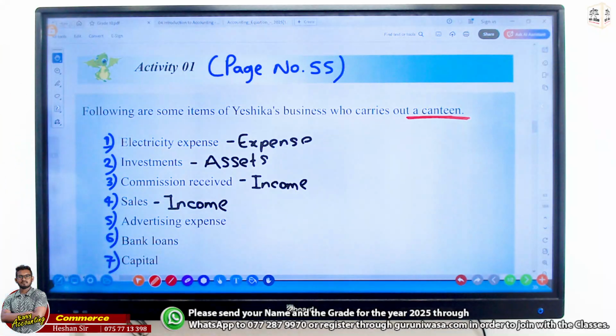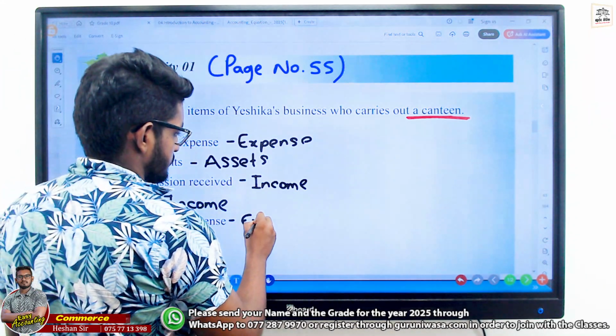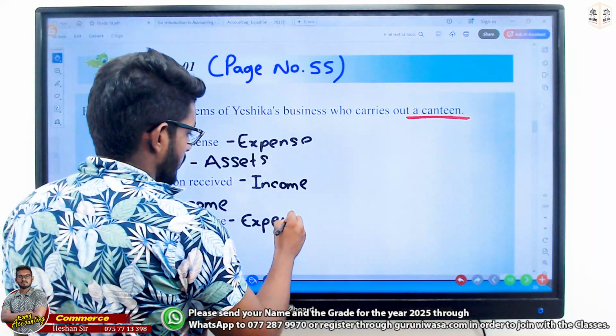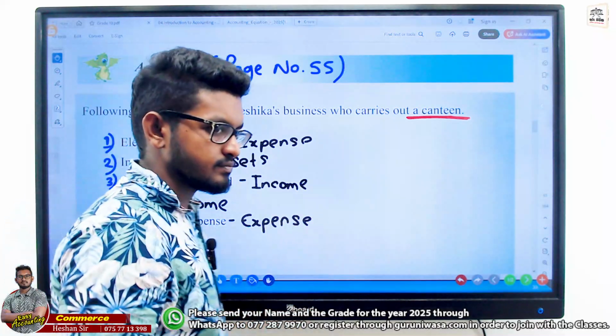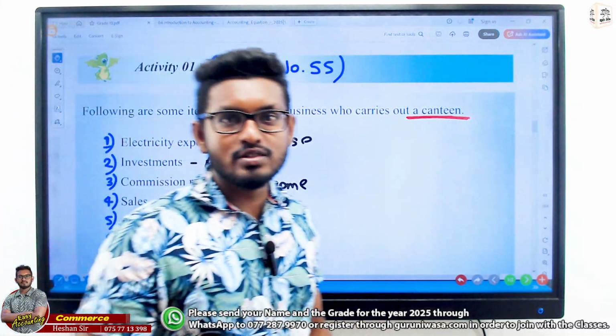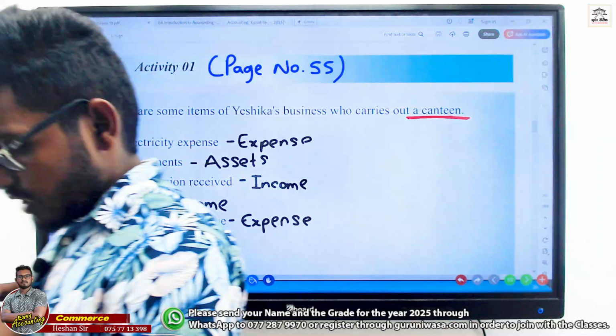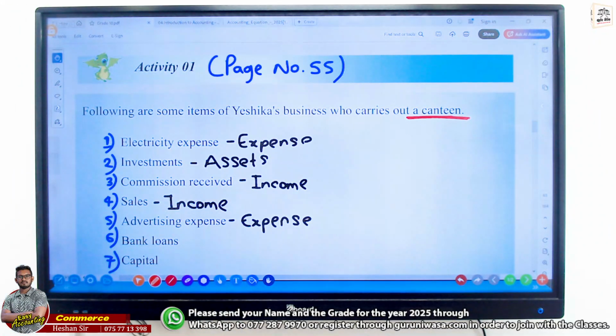Advertising expenses. Expenses. Bank loan. Liability. Asset. No, bank loan. Liability, because we need to pay it. The money which we receive from bank loan, it is cash. It is an asset of the business. Right. Bank loan is a liability.